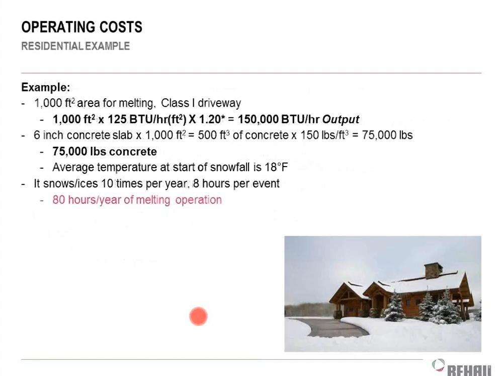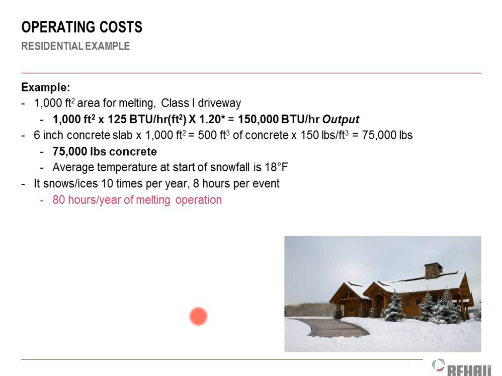So we'll look at a couple examples in that regard. Here's a residential example, and we'll look at a couple other ones too in a minute. This one's 1,000 square feet of surface area that I want to melt, which is obviously not that particular driveway. So I've got 1,000 square feet. I need about 125 BTUs per hour per square foot in order to take care of this load. So I'm estimating that it's about 150,000 BTU output demand.